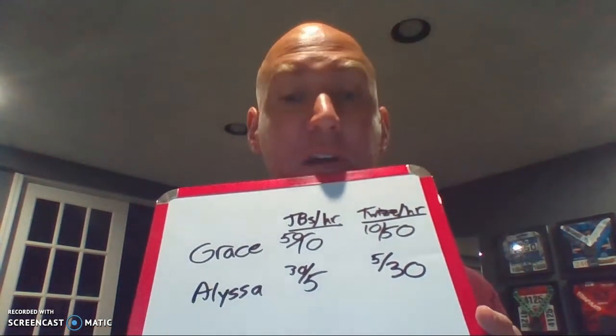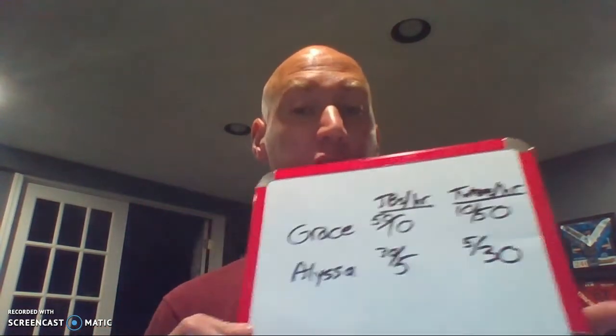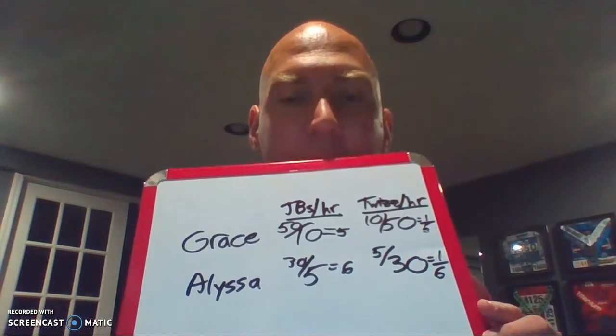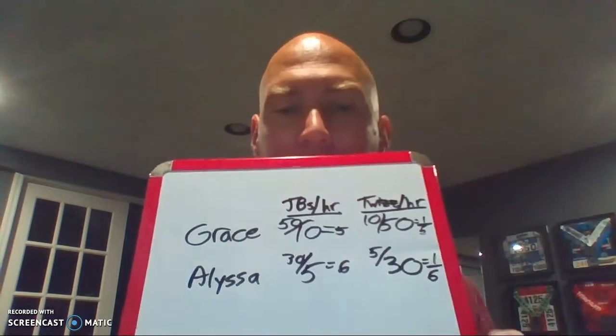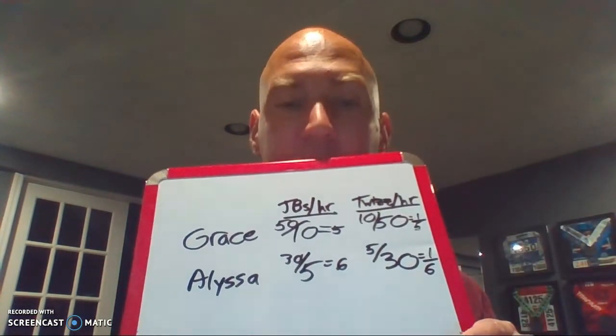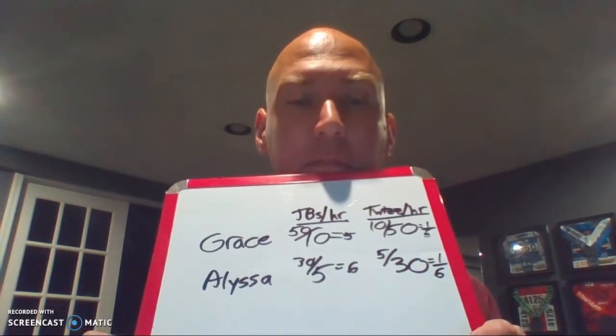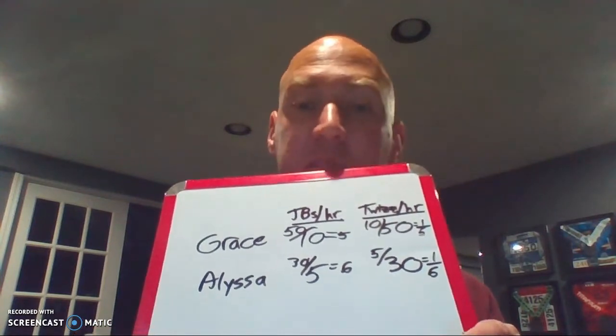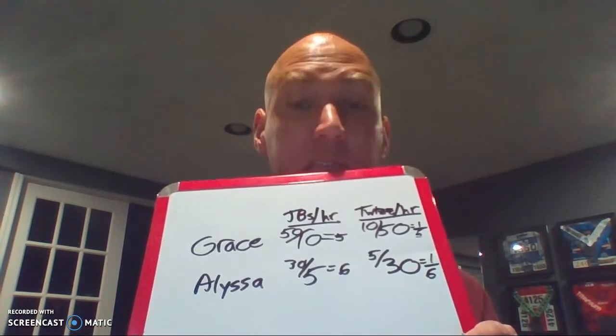And fun with fractions. It might just be easier for you to reduce this. So 50 over 10 is 5. 30 over 5 is 6. 1/5. 1/6. And then very complicated math. Compare up and down. So Grace's opportunity cost of making a jelly bean is 5 Twizzlers. So 5 is less than 6.